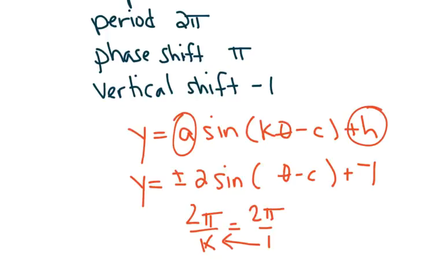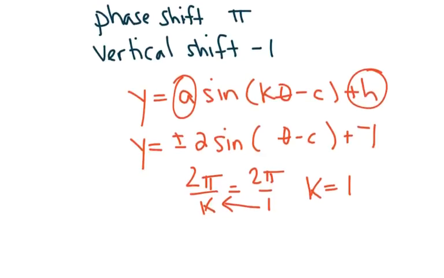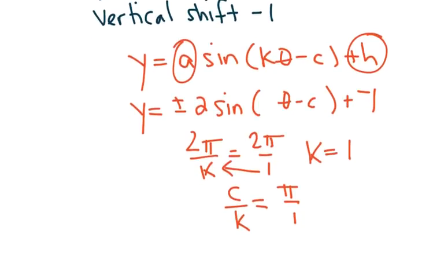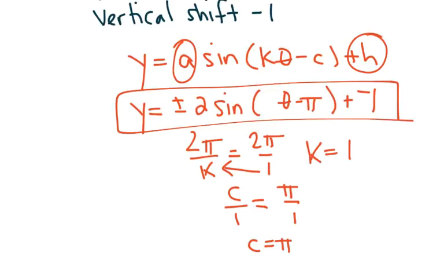But you need to find K in order to find the phase shift. We set C over K equal to the phase shift, which was pi. You replace K, since we know what that is. So I'm going to erase K here, and we're going to put in 1 for K. And we're going to find out real fast that C is pi. So now I'm going to put pi in here, and there's my equation.